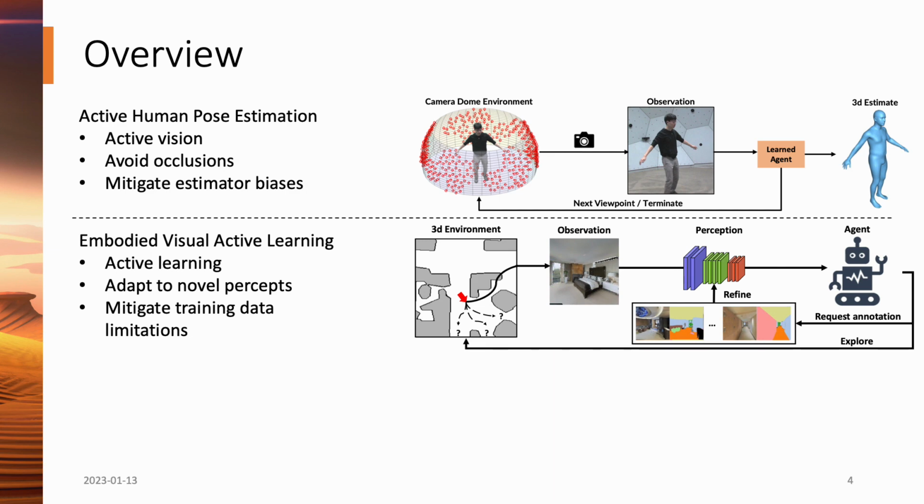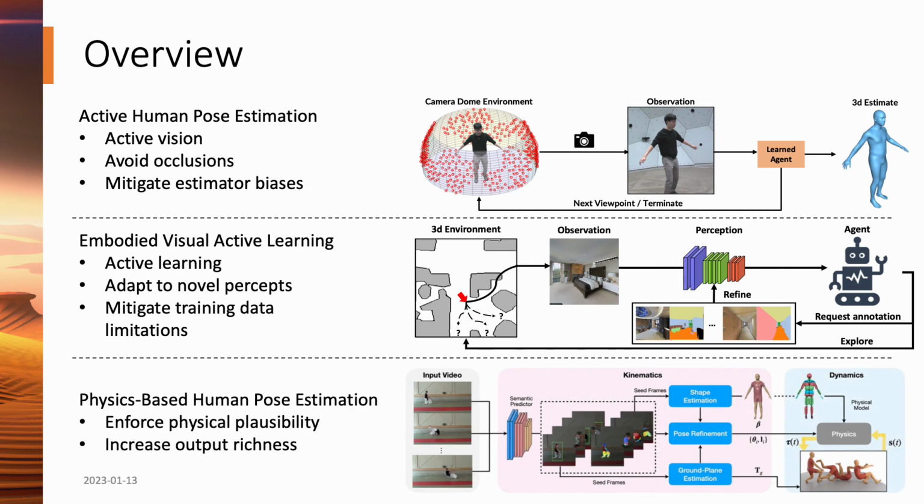estimation. Finally, physics-based human pose estimation augments 3D human pose estimation from video with a physics simulator to enforce constraints and increase the richness of the output through, for example, torque and contact force estimation.